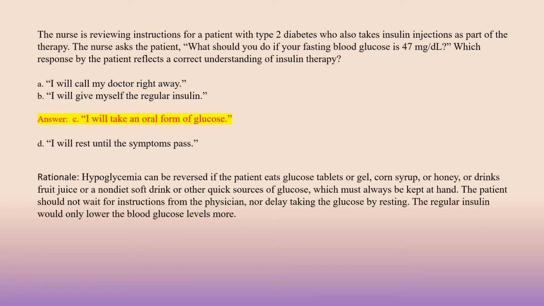Answer: C. I will take an oral form of glucose. Rationale: hypoglycemia can be reversed if the patient eats glucose tablets or gel, corn syrup, or honey, or drinks fruit juice or a non-diet soft drink or other quick sources of glucose, which must always be kept at hand. The patient should not wait for instructions from the physician, nor delay taking the glucose by resting. The regular insulin would only lower the blood glucose levels more.